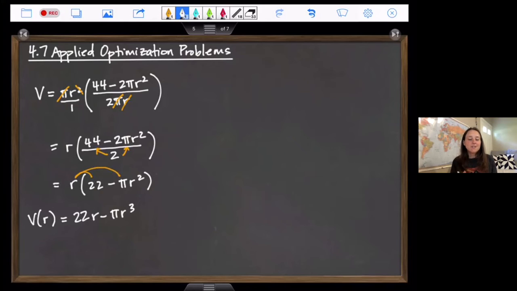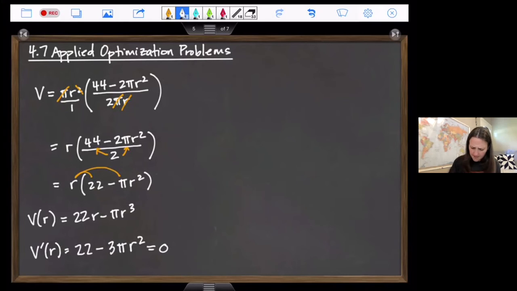We want to maximize volume, so we want to find critical points of our volume function. So I'm going to take the derivative, V prime of r. The derivative of 22r will just be 22. And then we'll take the derivative of pi r cubed. Pi is a constant, it goes along for the ride. We're going to bring down that 3 out in front and subtract 1 from the exponent. And this is the thing that we're going to set equal to 0 to find our critical points.